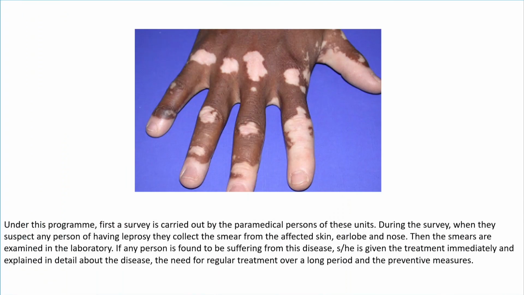See, this is also a picture of a leprosy patient. Under this program, first a survey is carried out by the paramedical persons of the unit. The survey has to be done, like in which village who is suffering, how many people are suffering. During the survey, when they suspect any person of having leprosy, they collect the smear from the affected skin, earlobe and nose. Suppose when they are surveying in the village or city or town, they doubt somebody is suffering from leprosy, then they will take the liquid of your wound, or they will take a smear from your ear or from your nose, and they will do the lab test.